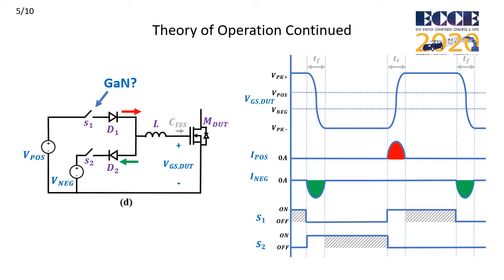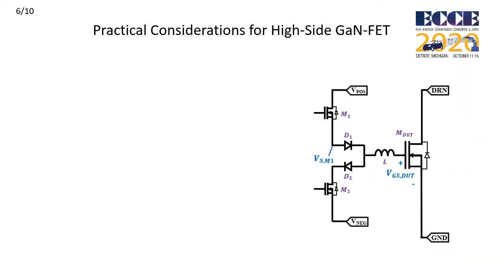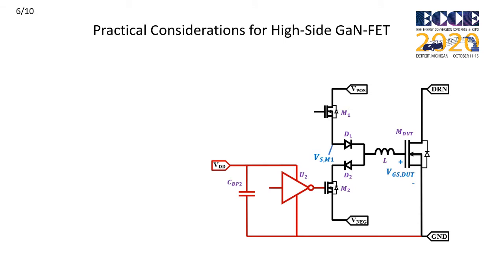Given their minimal parasitic capacitance, in this work we decided to use some small gallium nitride FETs in place of S1 and S2. However, this comes with a set of challenges, as will be discussed next. First of all, M2's source is not connected to ground, but instead connected to VNeg, and so it is inappropriate to use a low-side gate driver as depicted here.